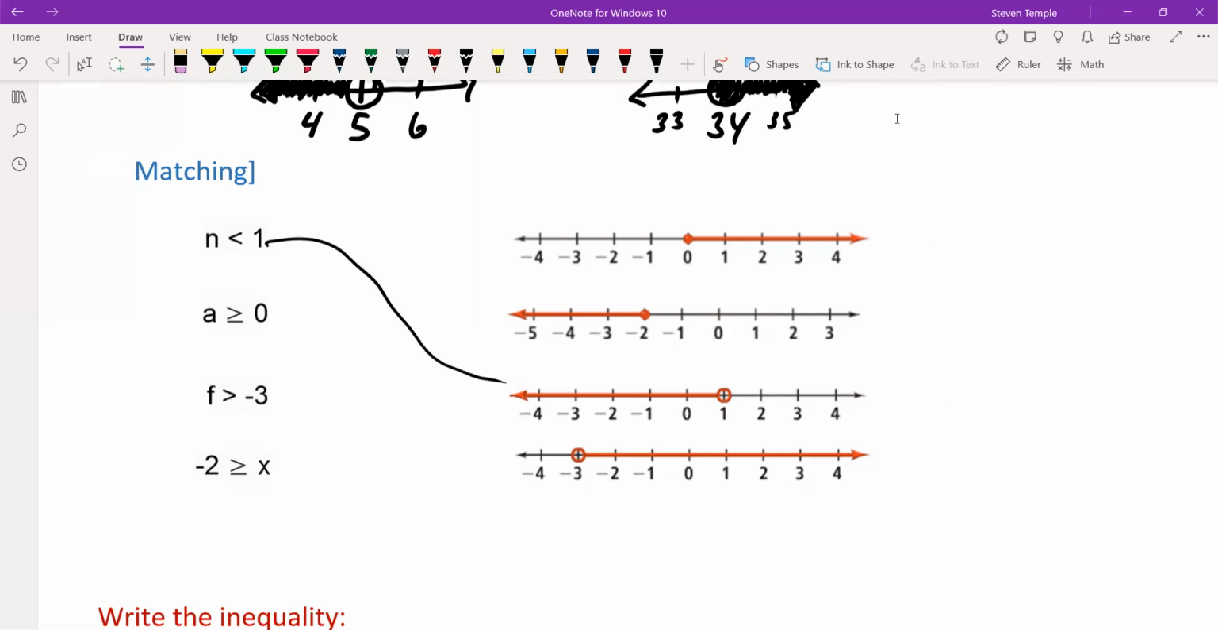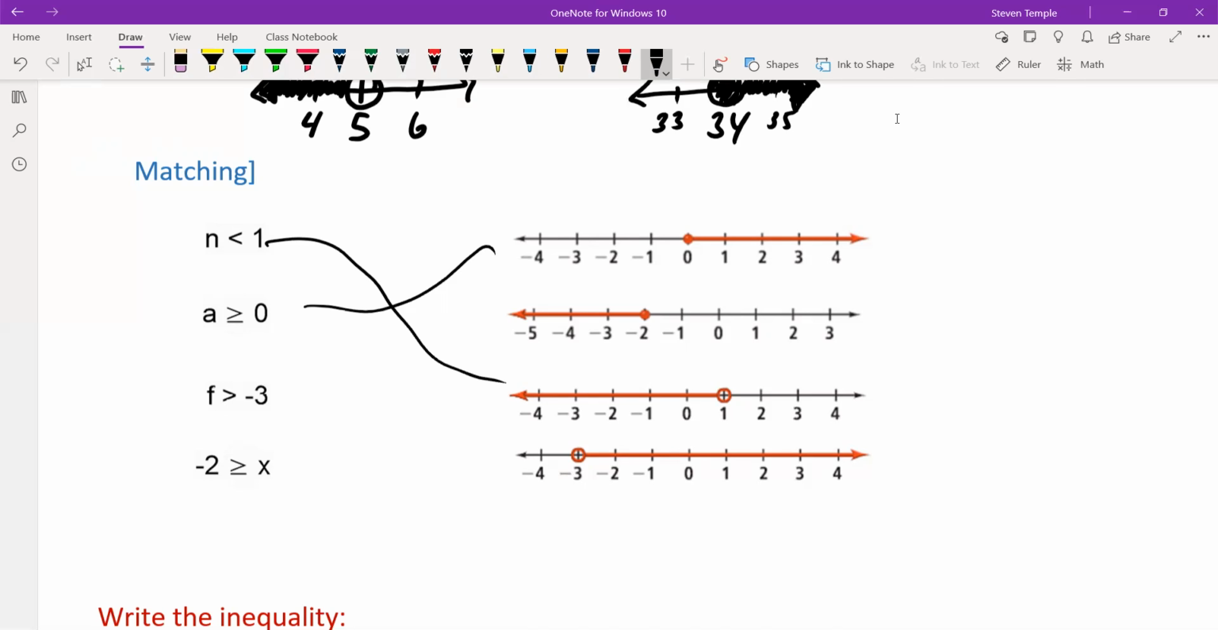The next example, a is greater than or equal to 0. The equal to tells me it's going to be a shaded in dot. So it's going to be one of those two. Greater than 0, well, it has to be this one right here. f is greater than -3, so it's not an equal to, so it's an open dot.